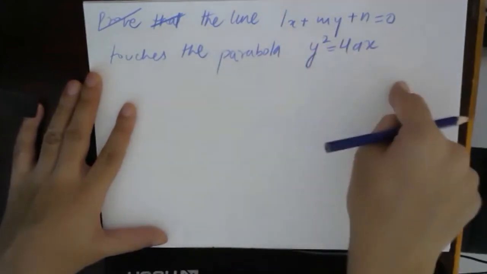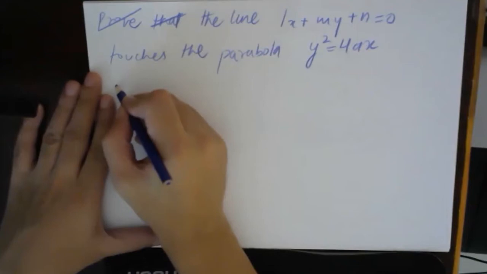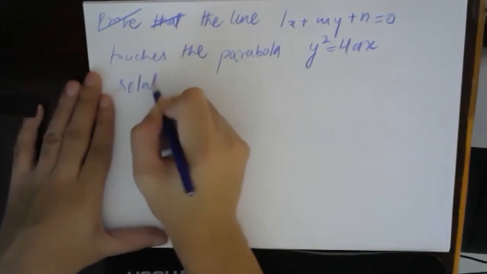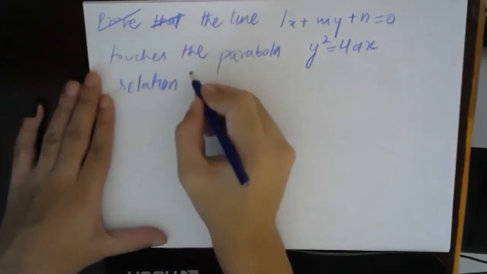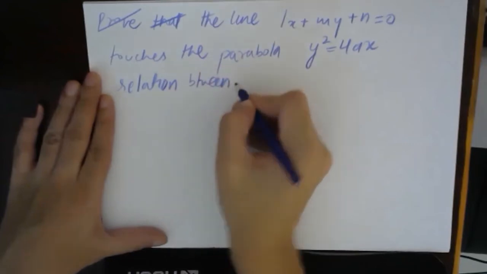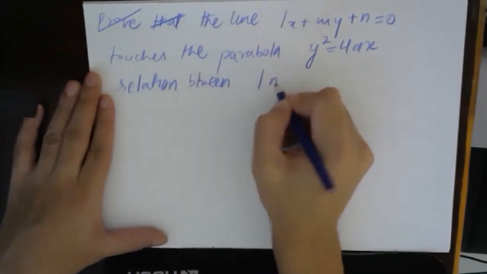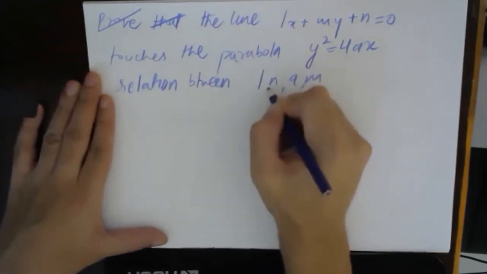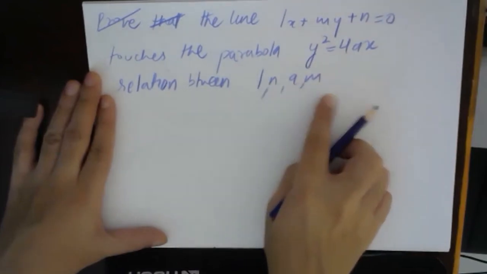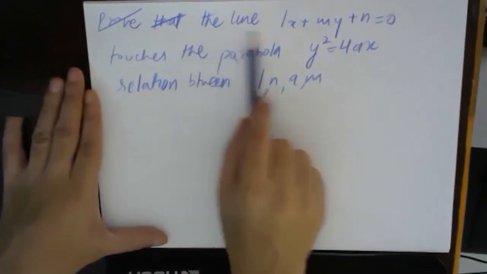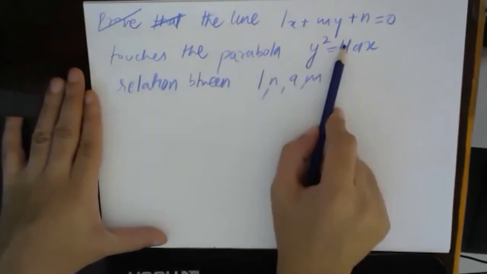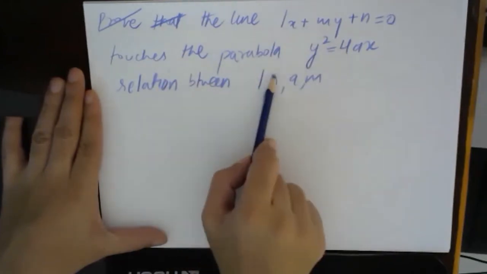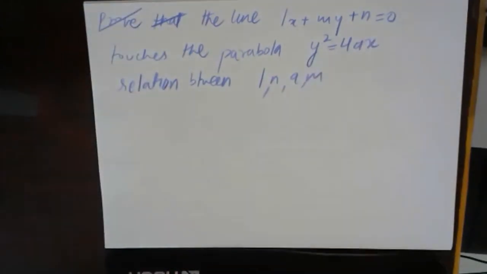Okay, then you have to find the relation between L, N, A and M. Since the line touches the parabola, find the relation between L, N, A and M. I will give you 2 minutes. Try to find it and tell me the answer.